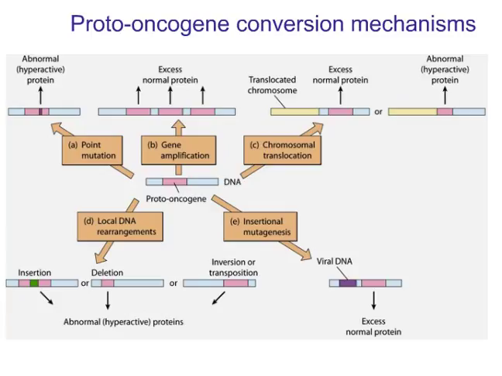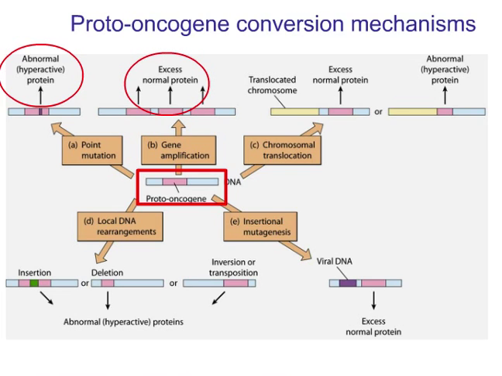There are several mechanisms by which a proto-oncogene can be converted to an oncogene. A point mutation can result in an abnormal, hyperactive signal transduction protein. Gene duplication and gene amplification events can result in overexpression of a normal protein involved in activating cell proliferation. Chromosomal translocation events can result in the expression of higher than normal levels of a normal protein involved in proliferation, or in the expression of an abnormal hyperactive protein.